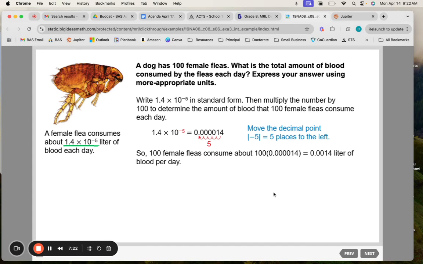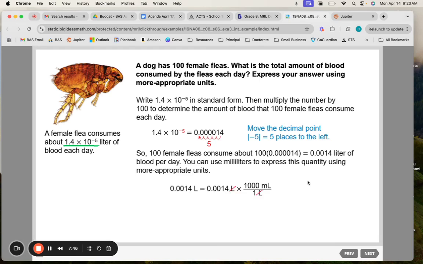And then we need to multiply that times 100, which is 0.0014. So it really just shifts your decimal 2 to the right because 100 has 2 zeros. So then how much blood does 100 fleas consume? 0.0014 liters per day. Correct.